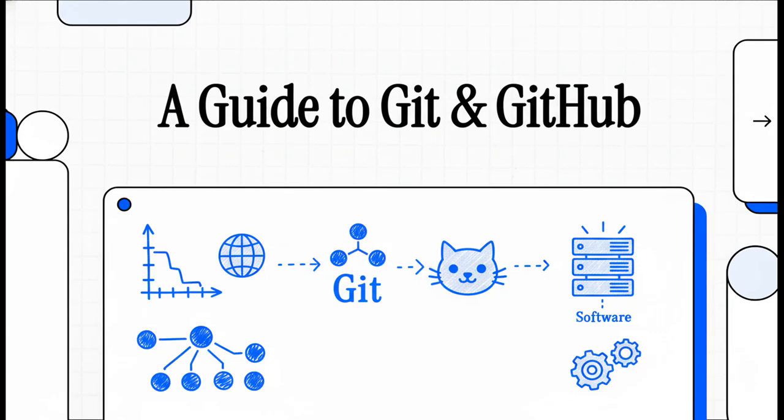Welcome to The Explainer. Today, we're going to pull back the curtain on the hidden engine that powers pretty much all the software you use, Git and GitHub. I mean, have you ever stopped to wonder how thousands of developers all over the world can build something as gigantic as the Windows operating system without it all just collapsing into total chaos? Well, that's the puzzle we're solving today.